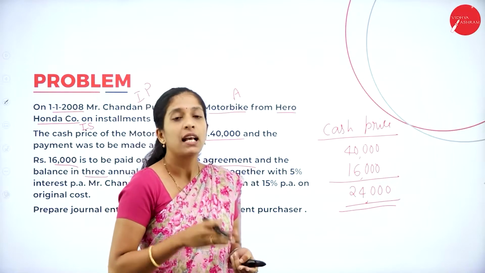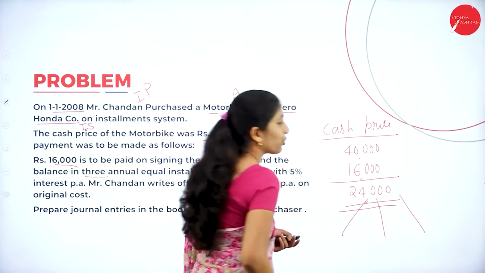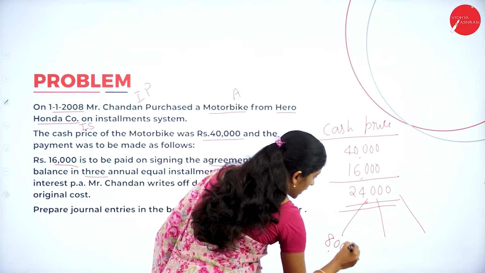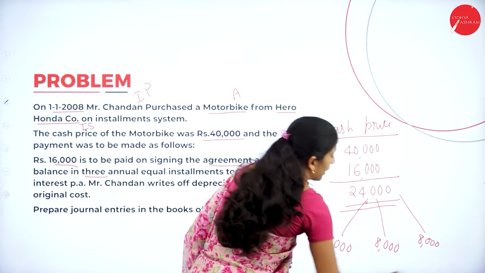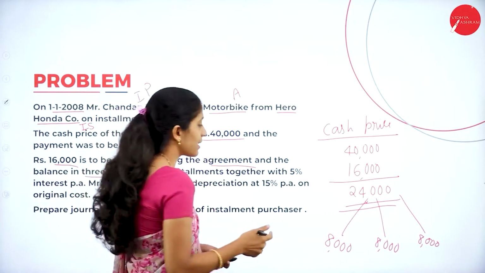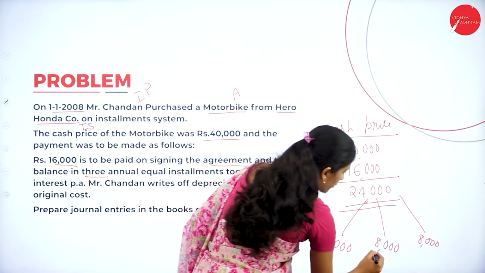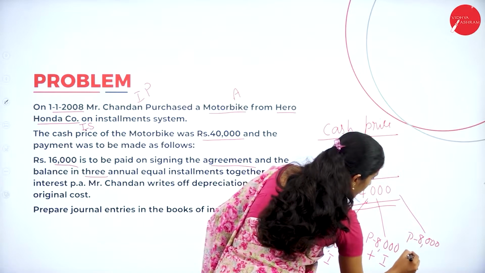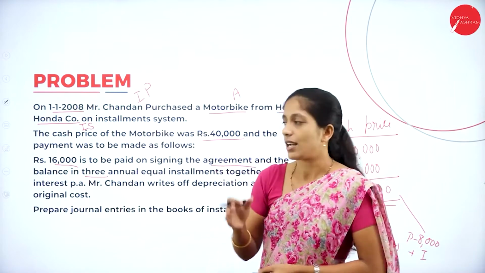That is 24,000. Right? So the amount payable in the form of installment is 24,000, and they have told this 24,000 has to be paid in 3 equal annual installments. Now if you divide this 24,000 into 3 equal annual installments, each installment is how much? 8,000 each. Clear? So in each installment, he has to pay 8,000. So this is the principal amount. Along with principal, he has to pay interest also. So this is principal plus interest.